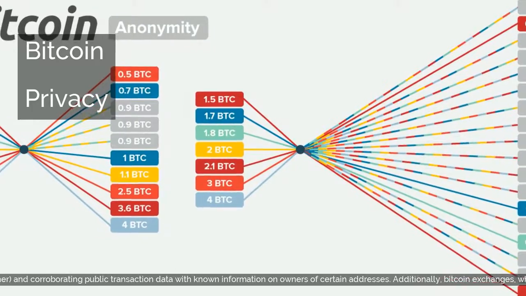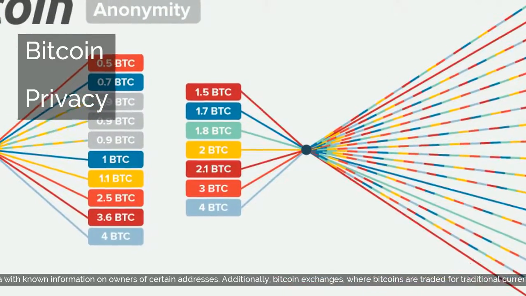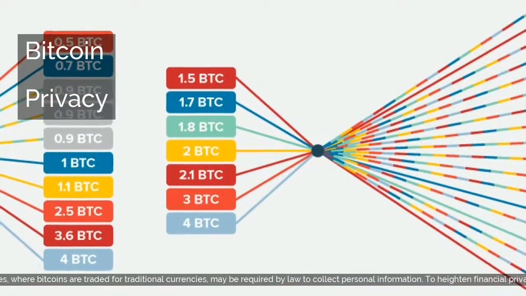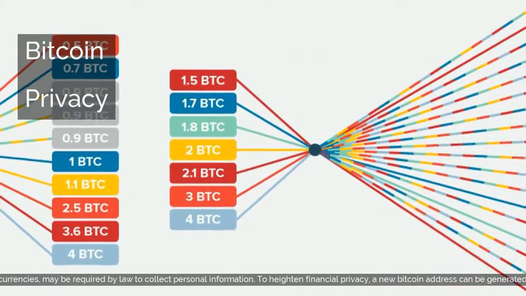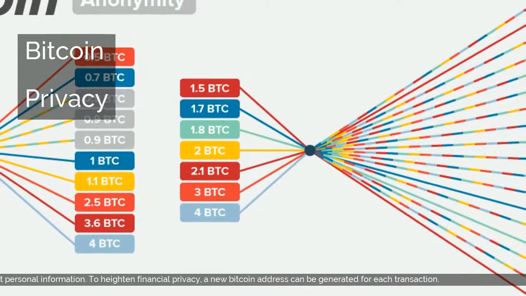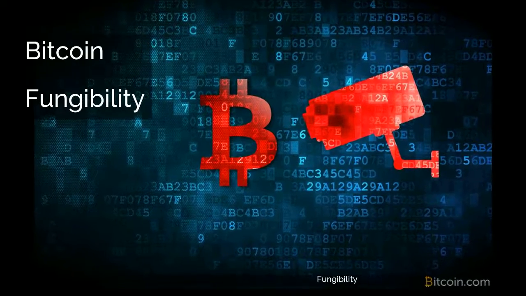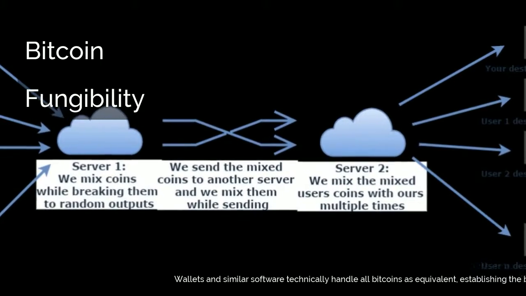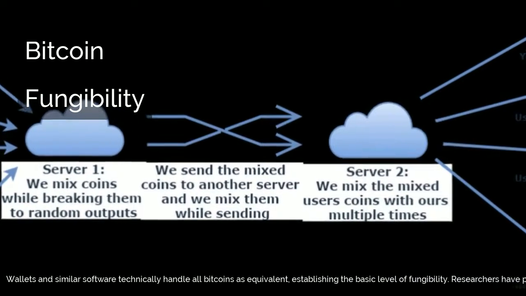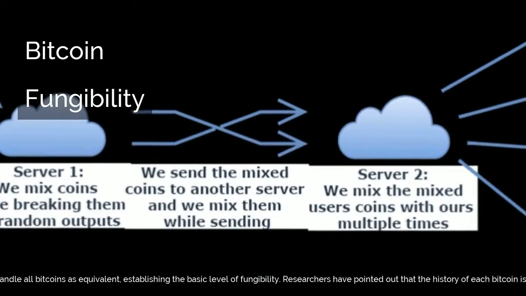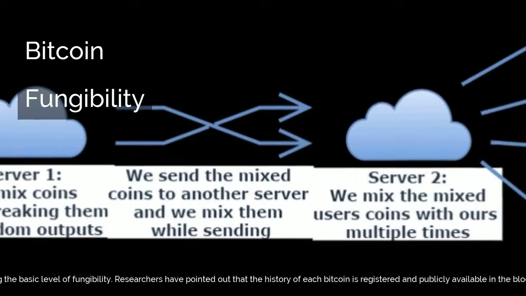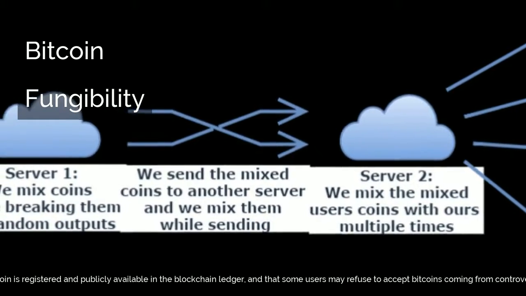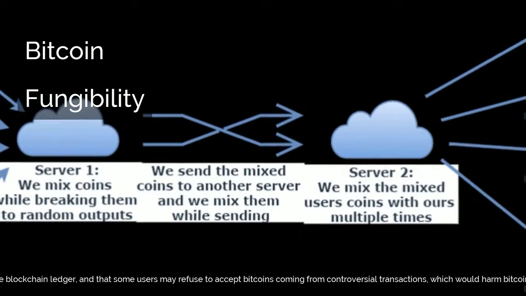Additionally, Bitcoin exchanges, where Bitcoins are traded for traditional currencies, may be required by law to collect personal information. To heighten financial privacy, a new Bitcoin address can be generated for each transaction. Fungibility. Wallets and similar software technically handle all Bitcoins as equivalent, establishing the basic level of fungibility. Researchers have pointed out that the history of each Bitcoin is registered and publicly available in the blockchain ledger, and that some users may refuse to accept Bitcoins coming from controversial transactions, which would harm Bitcoin's fungibility.